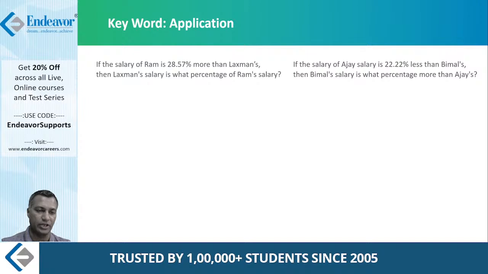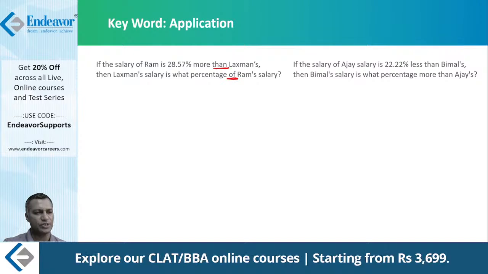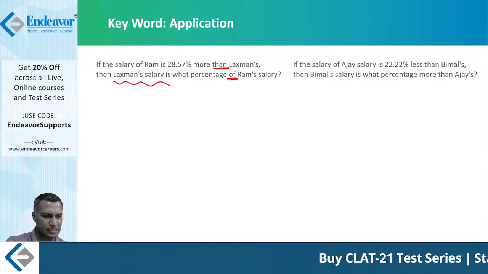Keyword application. Whatever we did, I'm using both the keywords. If you look at this particular question, I'm using "than" on one hand and "of" on the other hand. Beautiful question. How do I understand this question? If the salary of Ram is 28.57% more than Lakshman, then Lakshman's salary is what percentage of Ram's salary? Let me come to the question stem. Lakshman's salary is what percentage of Ram's salary?